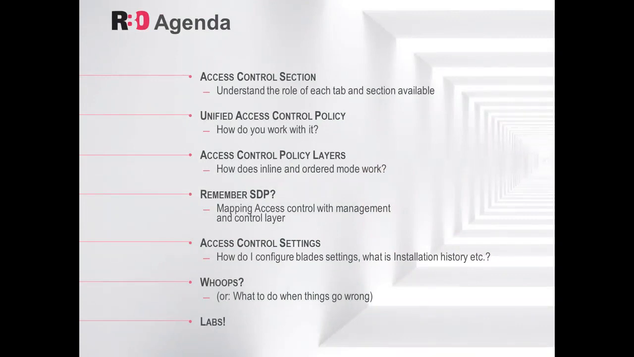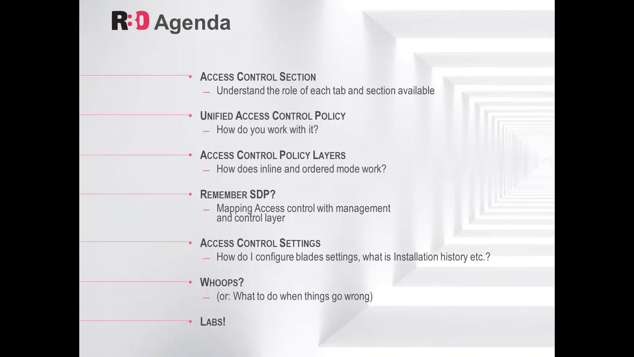We're going to talk about the access control section in order to understand the role of each tab and each section available in this view. We're going to talk about the unified access control policy, so basically how we work with it. We're going to talk more about access control policy layers. How does inline and audit mode work?